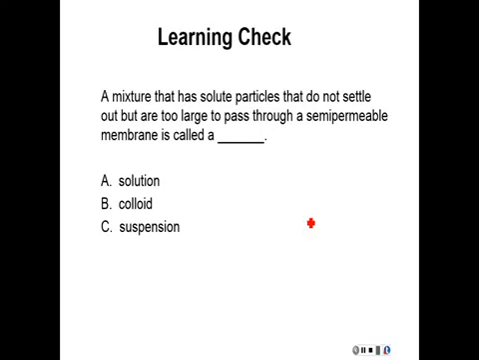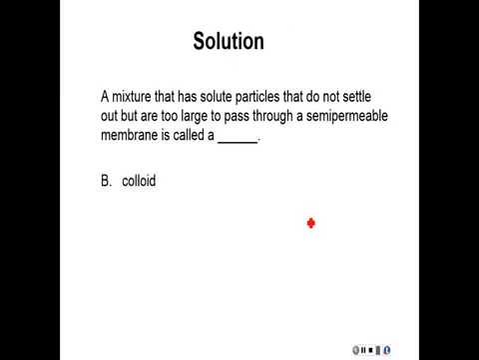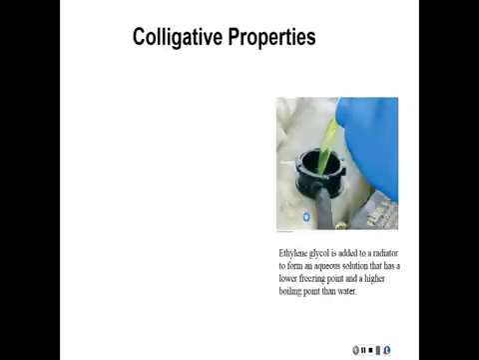So here's a quiz for you. A mixture that has solute particles that do not settle out but are too large to pass through a semi-permeable membrane is called a, and what do you think the answer is? It's a colloid. Good. Let's check out some of these colligative properties.